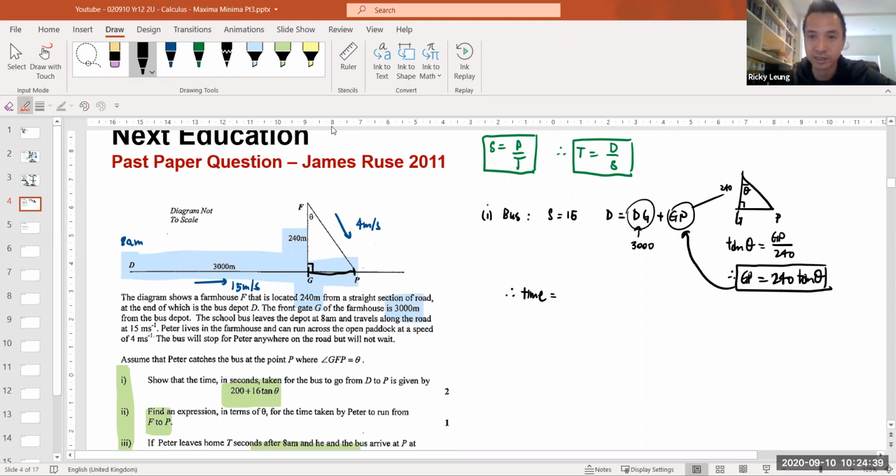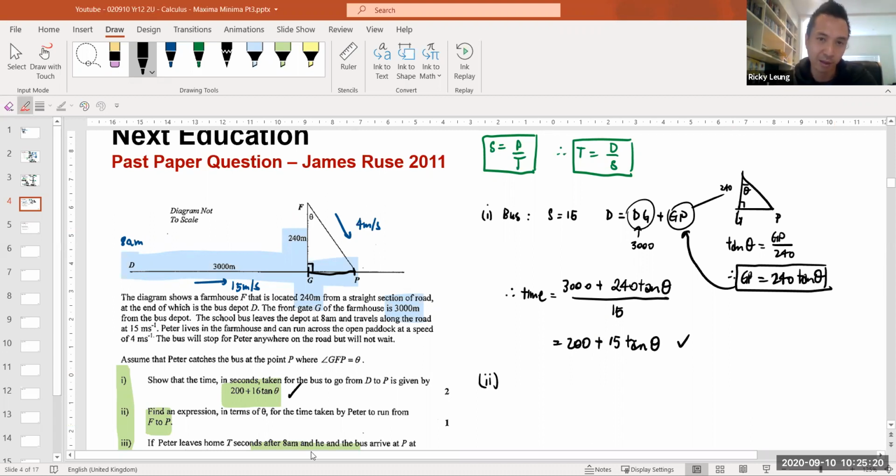Time equals distance over speed, so it would be 3,000 meters plus 240 tan theta, that's the total distance, divided by 15 meters per second. I'm hoping that if you divide that, it's 200. Let me quickly check that: 240 divided by 16. Beautiful. Surprise, surprise, 15. If it wasn't, I'd be worried, which is exactly what you want. So that's part two, the time the bus takes.